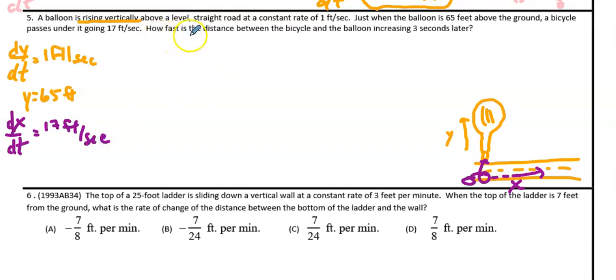I want to know how fast the distance between the bicycle and the balloon is increasing. So this is going up, and this is going to be the bike going this direction. The distance we're looking at here is this. So again, we have ourselves a nice little right triangle, and this is going to be our z direction. I want to know how fast the distance is increasing, so I know that my change in z is going to be positive. That clearly makes sense because the balloon's going this way and the bike is going this way. After 3 seconds.